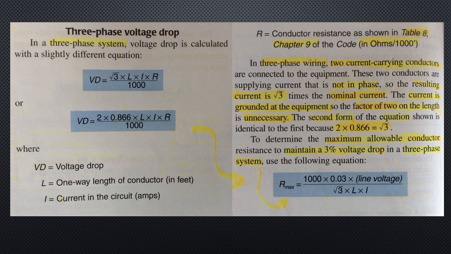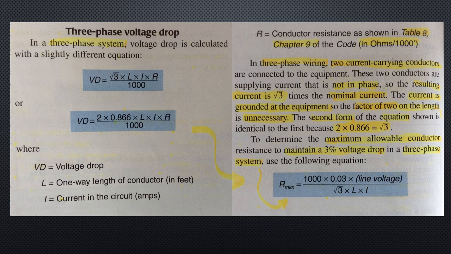Again, VD is the voltage drop, L is the one-way length of the conductor in feet, and I is the current in the circuit in amps. And R is the conductor resistance as shown in Table 8, Chapter 9 of the code, in ohms per 1000 feet.